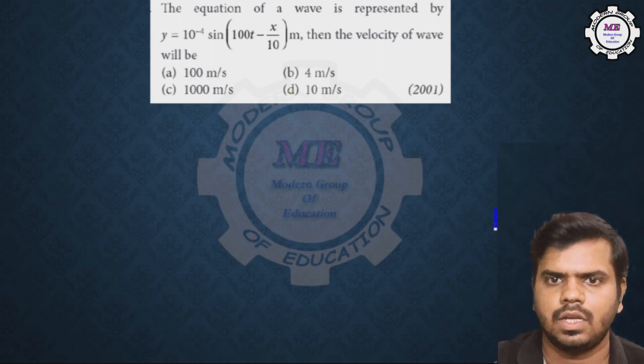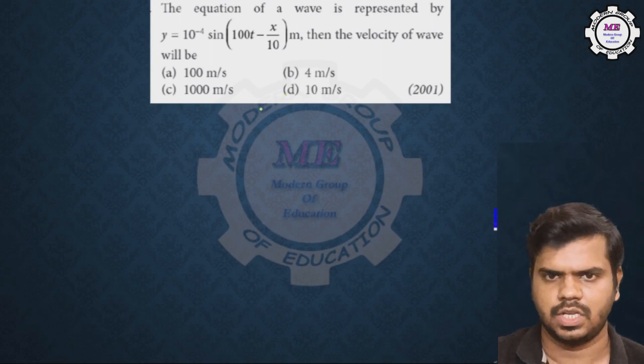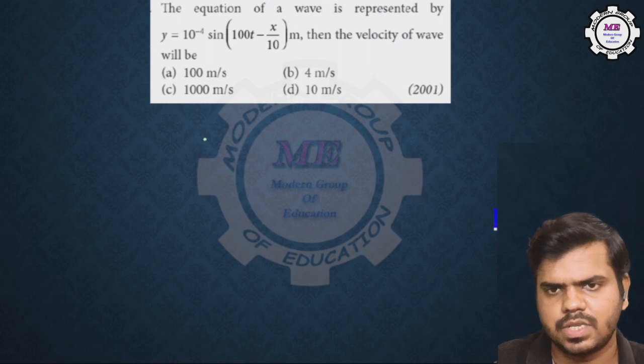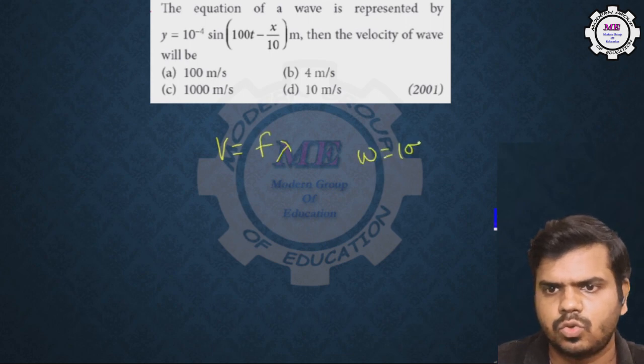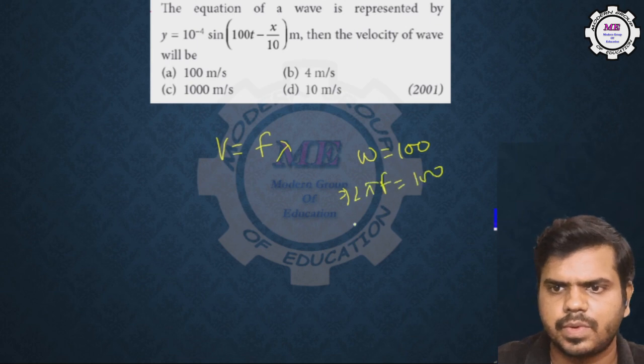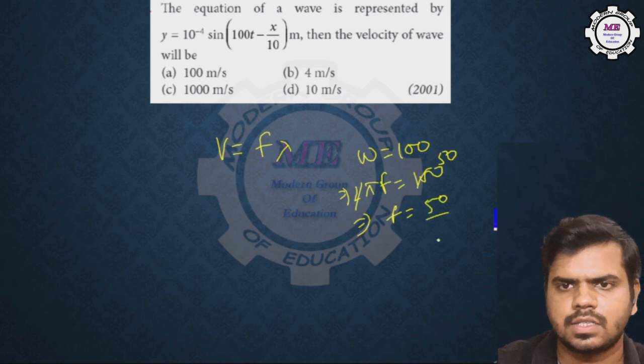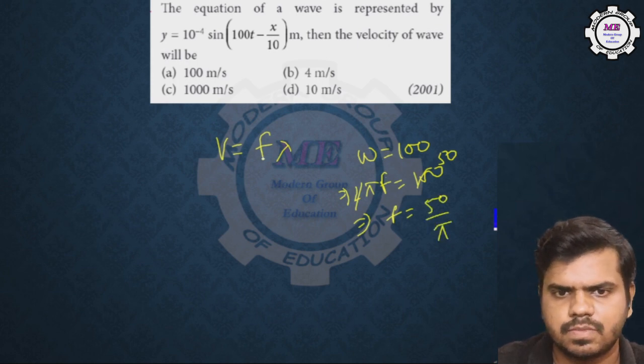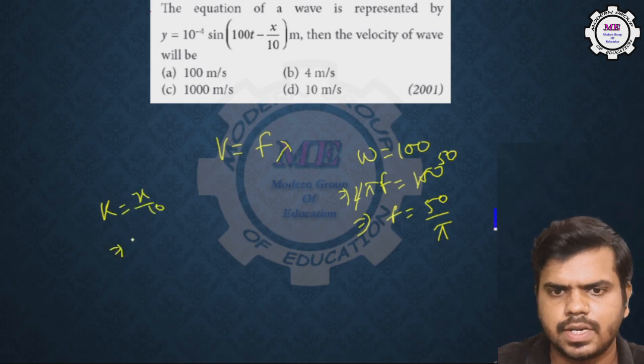Now the equation of a wave is represented by this equation. Then the velocity of the wave: v equal to f lambda. So omega is 100. 2 pi f is equal to 100. So f equal to 50 by pi, and k is x by 10. k means 2 pi by lambda, so 2 pi by lambda is equal to x by 10.